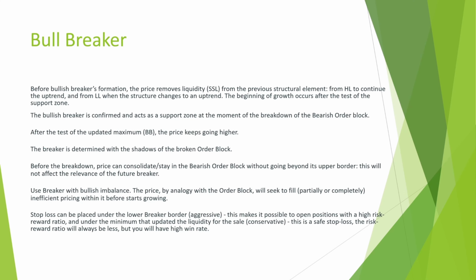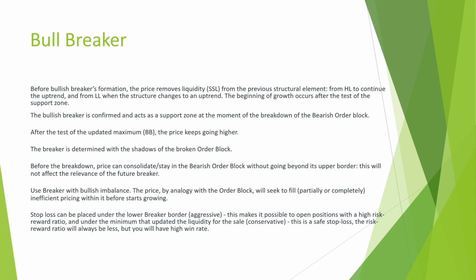Bull breaker. Before bullish breaker formation, the price removes liquidity from the previous structural elements, from the high low to continue the uptrend, and from the low low when the structure changes to an uptrend. The beginning of the growth occurs after the test of the support zone. The bullish breaker is confirmed and acts as a support zone at the moment of the breakdown of the bearish order block. After the test of the updated maximum, the breaker block, the price keeps going higher.